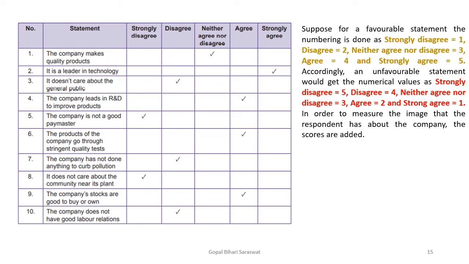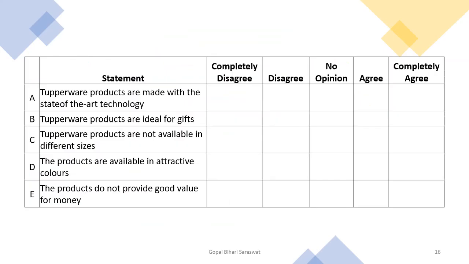So likewise, I can identify the responses of the particular respondent and I can calculate the overall score. Let's see an example of how we are able to calculate the score. Here we can see a questionnaire of 5 questions from completely disagree to completely agree, and the respondent is asked to give their opinion. We must understand completely disagree is 1, disagree is 2, no opinion 3, agree 4 and completely agree 5.